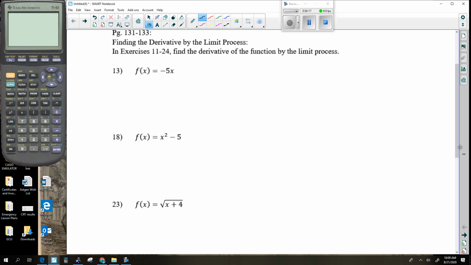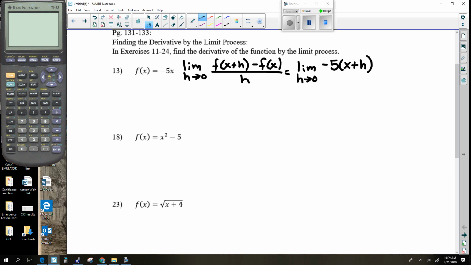So in number 13, we want the limit as h goes to 0 of f of x plus h minus f of x all over h. So this is going to be the limit as h goes to 0. Okay, f of x plus h, that'd be -5 times x plus h. So all I'm doing is using the f of x and replacing the x with x plus h. Minus f of x, so that'd be minus -5x, all over h.